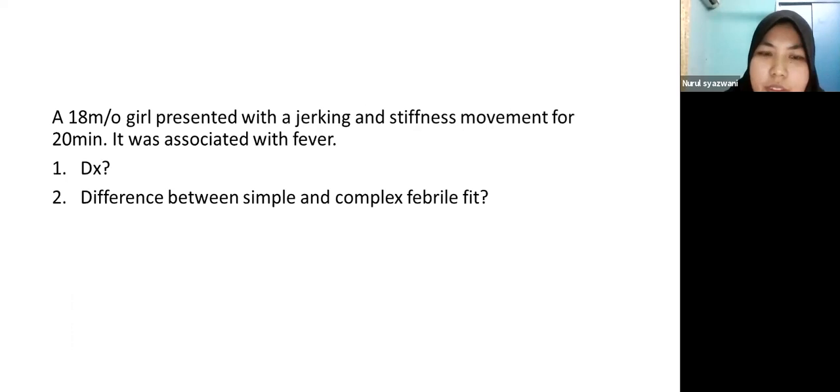Okay, thanks. Next slide, proceed to the next slide. So, an 18 months old girl presented with jerking and stiffness movement for 20 minutes. It was associated with fever. Can Idlan answer this one? What is the diagnosis and also the difference between simple and complex febrile fit?